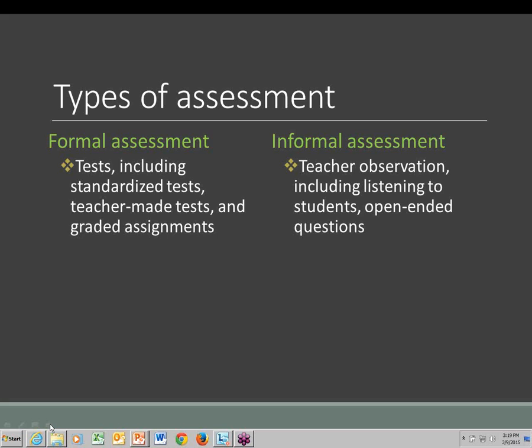Okay, so types of assessment. Two types of assessment I wanted to address are formal and informal assessment. Formal assessment we're going to define as those structured, standardized tests, the kind of things that gave some of us stomach aches in K through 12. That would include the CLAS-E and TABE, but it's not limited to those.